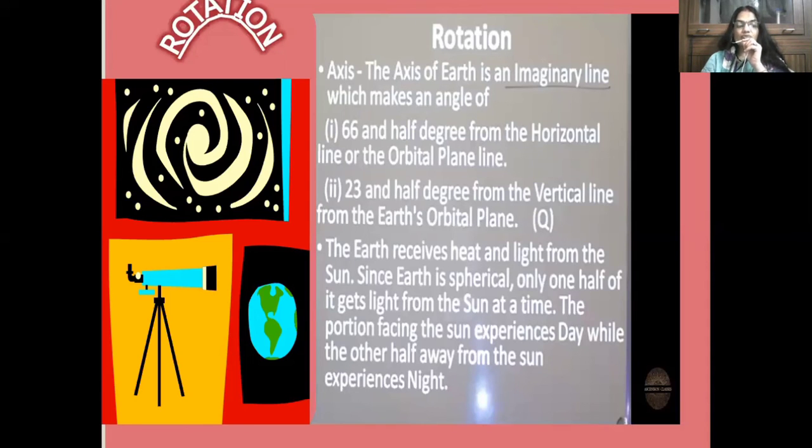It takes about 24 hours. That can be 23 hours 56 minutes 4 seconds for the earth to complete one rotation. Yes, students, how much does it take? The rotation takes about 24 hours. We can say exactly that it is 23 hours, 56 minutes and 4 seconds for Earth to complete one rotation. And the direction of rotation is west to east.